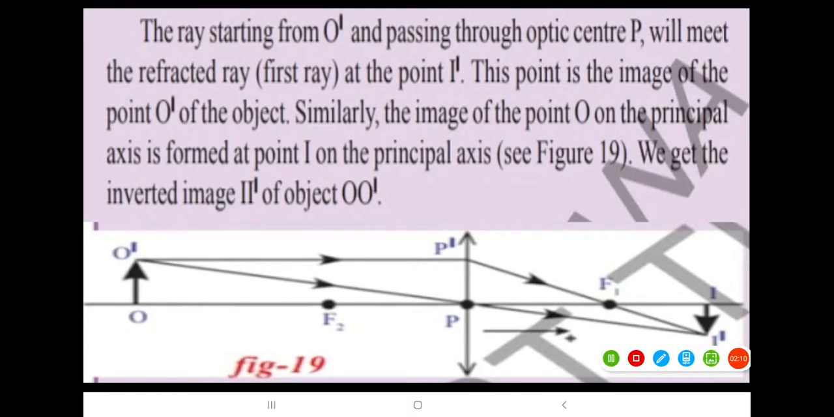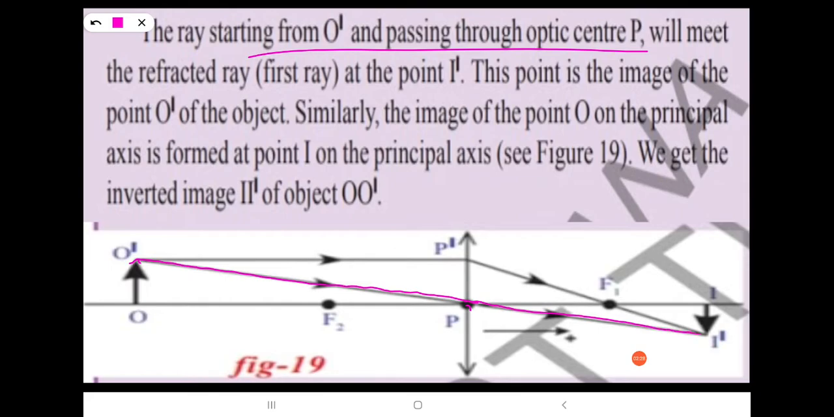Now the ray starting from O dash and passing through the optic center P will meet the refracted ray at point I dash. So these two rays meet at one point. We are calling that point I dash.